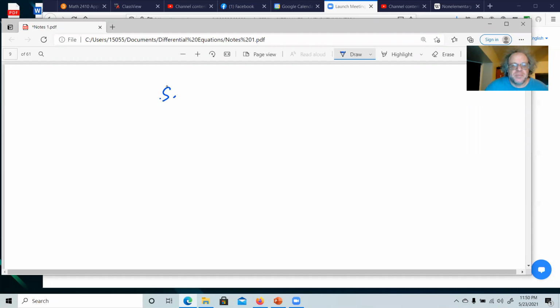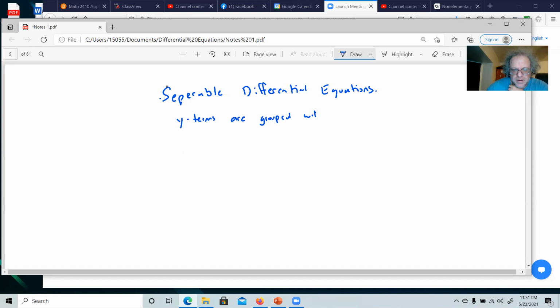So here we go. These are separable equations. So here's the idea: you want to be able to separate the variables. I'll just leave it as x and y, but you want to separate the variables so that y terms are grouped with a dy. So you're going to get some kind of a g of y dy.